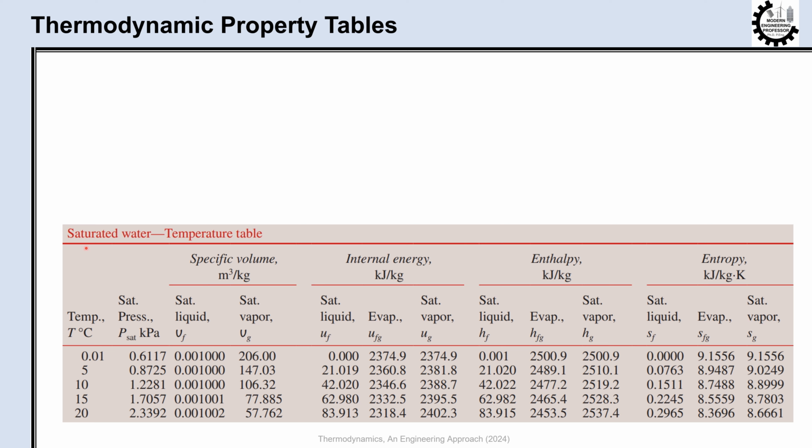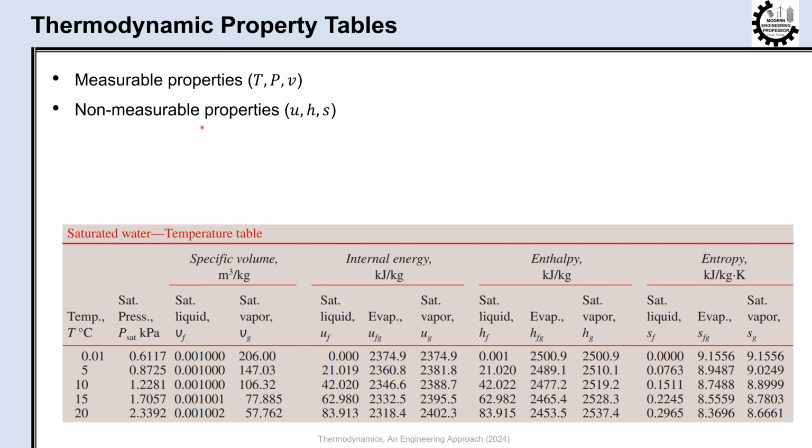Therefore, properties are frequently presented in the form of tables. Some thermodynamic properties, such as temperature and pressure, can be measured easily, but others cannot, including internal energy, enthalpy, and entropy. These properties are calculated by using the relations between them and measurable properties. The results of these measurements and calculations are presented in thermodynamic property tables.